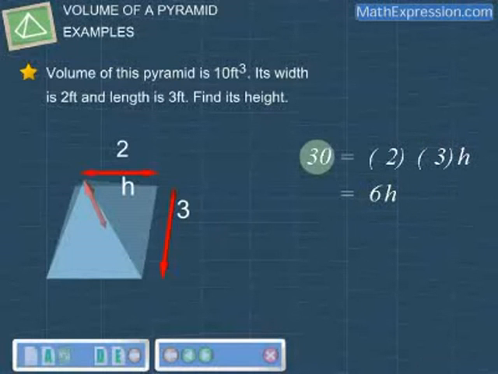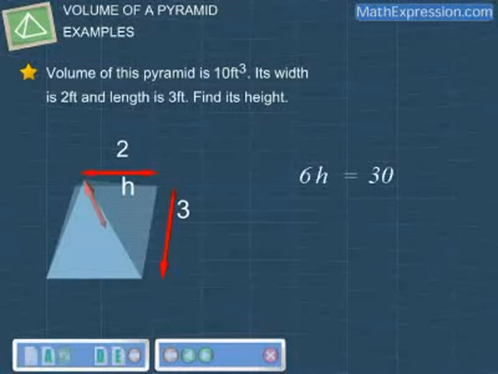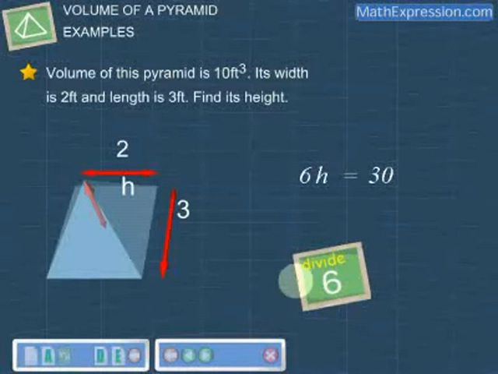Let's rewrite this equation, so that it looks neater. Next, to find h, we need to remove 6. To do so, we can divide both sides of the equation by 6. This gives h equals 30 over 6. 30 divided by 6 gives 5.